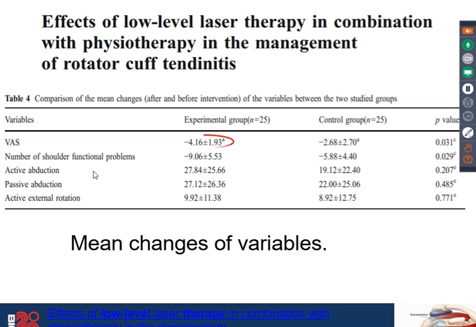I'm going to point out that one of the key things they noticed was the experimental group that had laser therapy, the visual analog scale or the pain scale dropped by just over 4 points, whereas the control group only dropped by about 2.5 points. So there seemed to be a significant improvement when you added laser therapy for pain. And then when you looked at the number of shoulder functional problems, the ranges of motion increased compared to the control group when you added laser therapy.